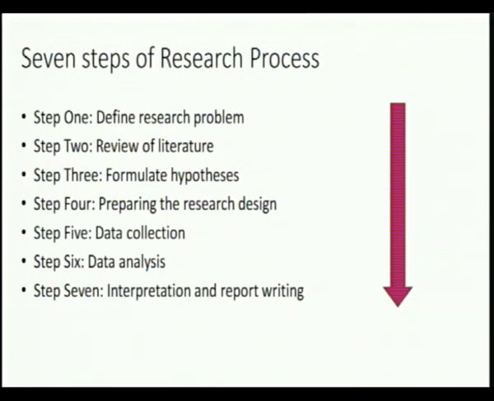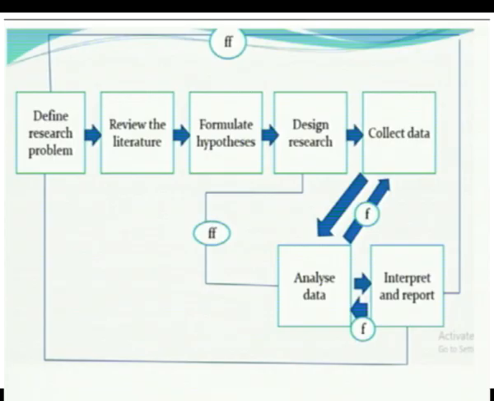Now again we come back to the 7 steps of the research process. So step 1 is defining the research problem. Second is reviewing the literature, formulating the hypothesis, preparing the research design, data collection, doing data analysis and interpretation, and report writing. This diagram is showing the steps which are interconnected and related to each other.